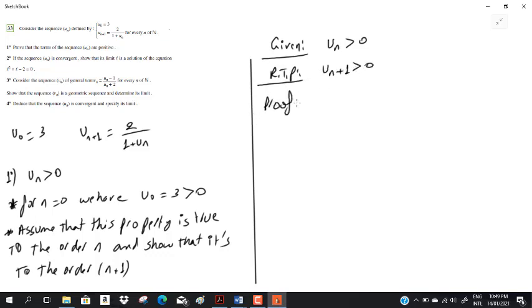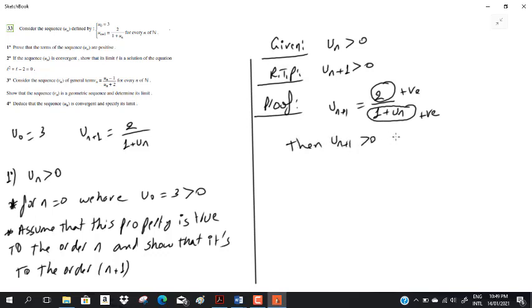Now to prove it, un plus 1 equal 2 over 1 plus un. 2 is positive. Well, 1 is positive, and un is positive, so 1 plus un is positive. Then un plus 1 is positive, so the property is true.